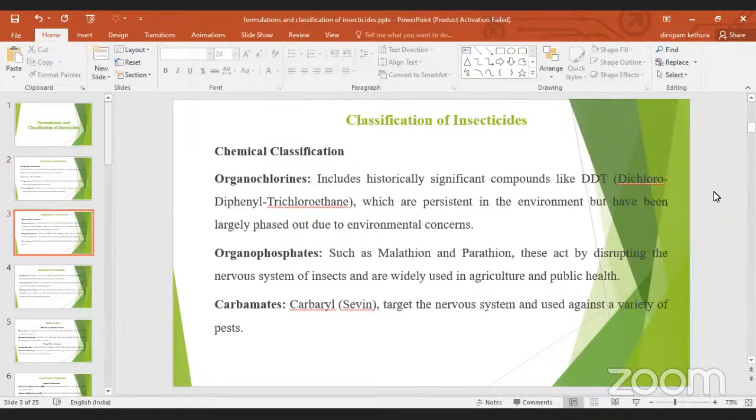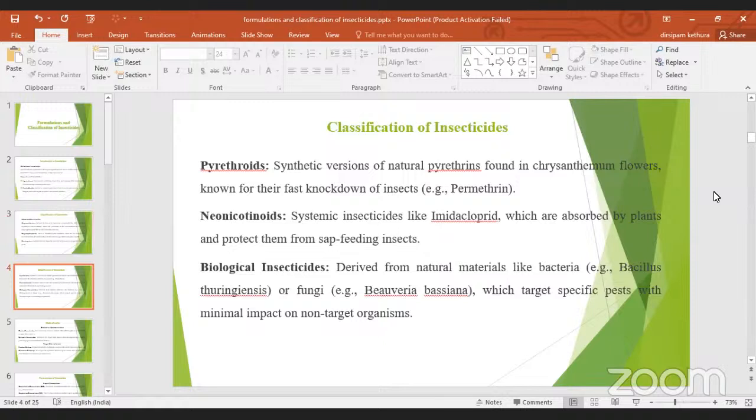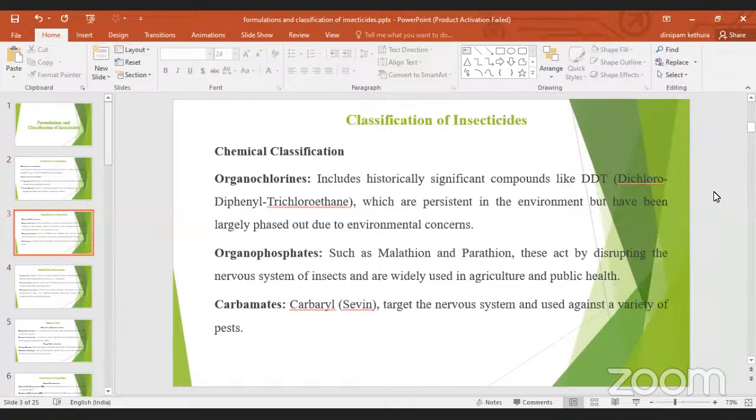Okay. And coming to the classification of insecticides, based upon the chemical composition, insecticides are classified into different groups. The first one is organochlorines, the second one is organophosphates, the third one is carbamates, the fourth one is pyrethroids, the fifth one is neonicotinoids, and the sixth one is biological insecticides. These are the groups which we have classified based on the chemical composition.